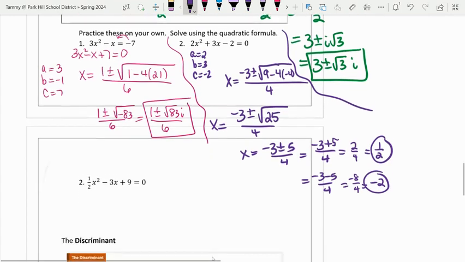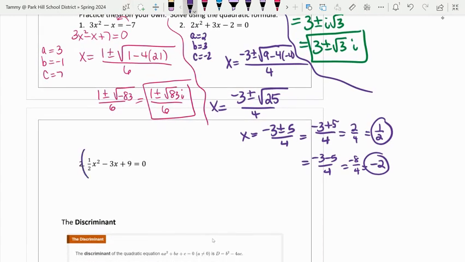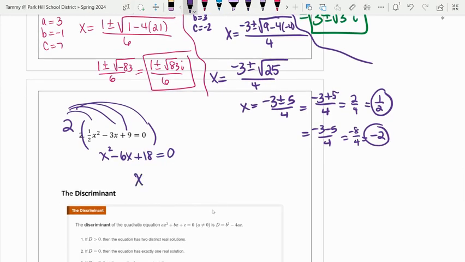And the last one has a fraction, so multiply everything on this one by 2 first. Oops. Let's go to the 9. So that's going to give you x squared minus 6x plus 18 equals 0. Let's use the quadratic formula. X equals negative b, so that's going to give me 6 plus or minus square root of b squared, which is 36 minus 4 times 18, AC is 1 times 18, over twice a, 2.